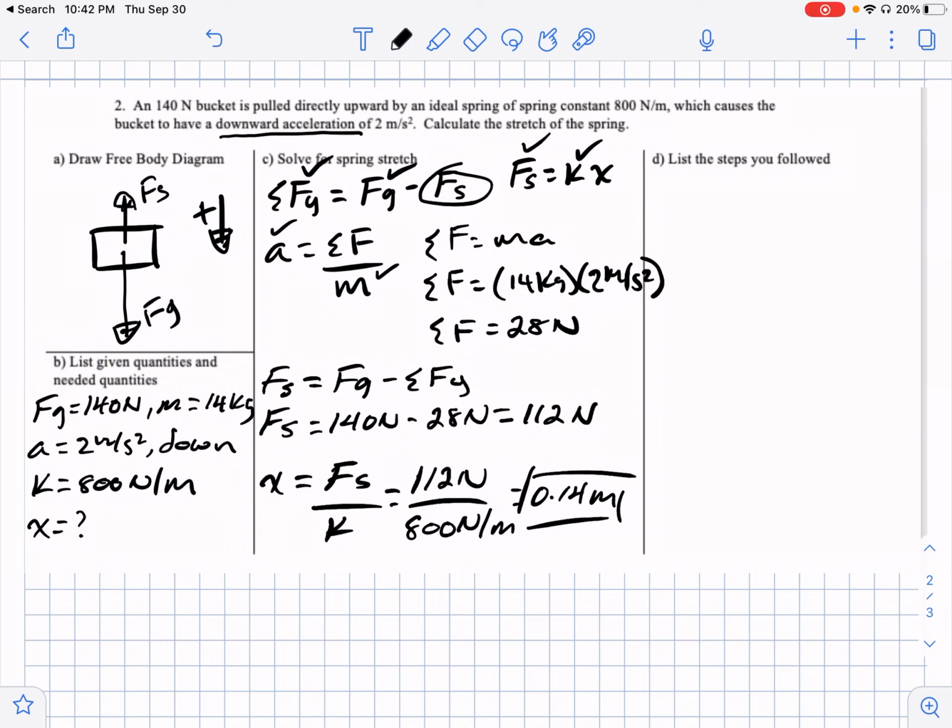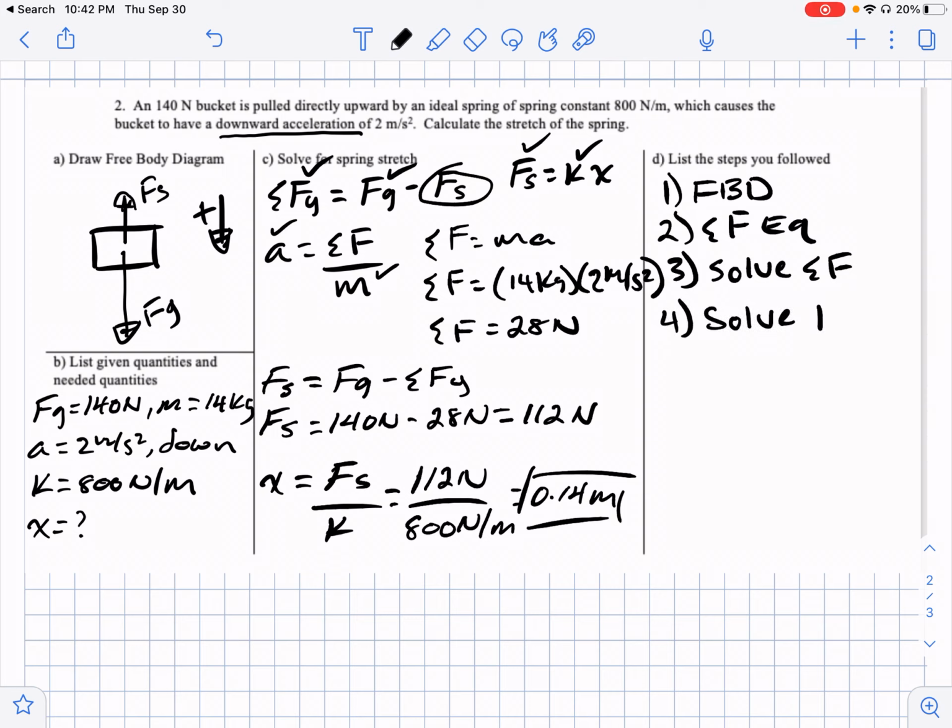And so now we can summarize what we did and the steps that we took. Okay, first thing we did is we made our free body diagram. We made our net force equations. And then we solved our acceleration. Or I'm sorry, we solved our net force. And then once we found our net force, we solved for the force of our spring. And then the last step, we used Hooke's law and we solved for our stretch.